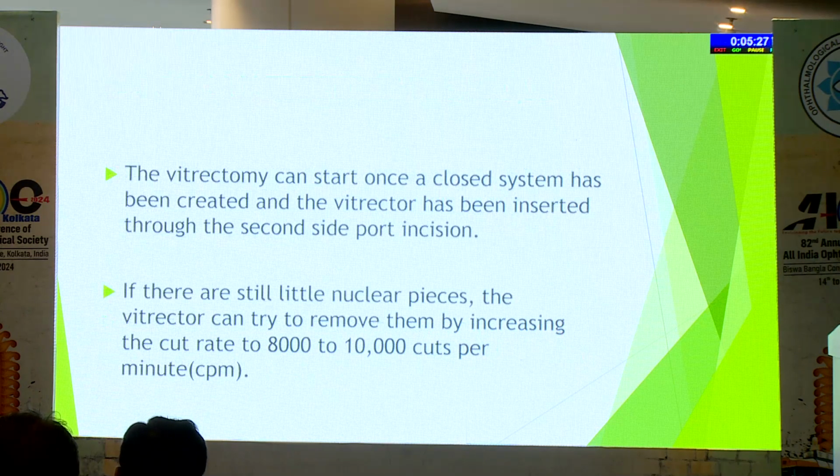And the second point is to use the maximum cutting rate you have in your machine, 8,000, 10,000, with a minimal or moderate level of vacuum. Vacuum should be low and cut rate should be the highest. It will not create pulling of the vitreous and will cause less stress on the retina. So these two points should be kept in mind while doing anterior vitrectomy.